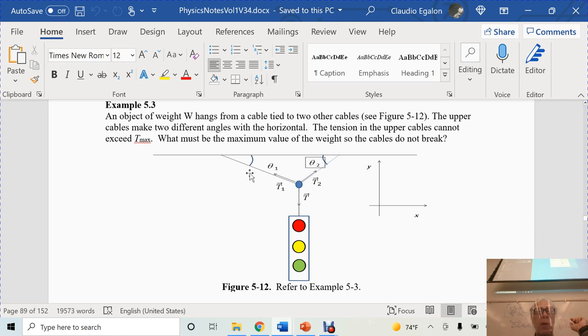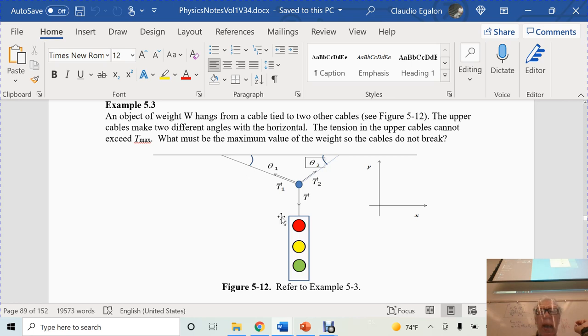Okay, this is a real life problem. If you're an engineer, and you want to hang up a traffic light like that, you have to worry if your cables are going to tolerate the tension that's going to be imposed on the cables. And if you go to the hardware store, you can buy cables that are rated according to their tension. You ask what's the tension rating of this cable, and the salesman is going to tell you X. So here you go. What must be the maximum value of the weight so the cables do not break? That's the idea.